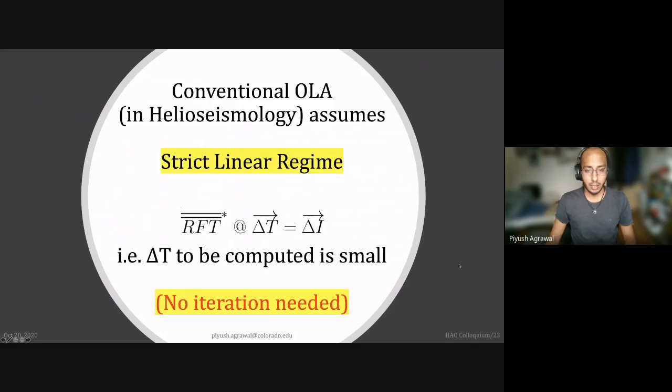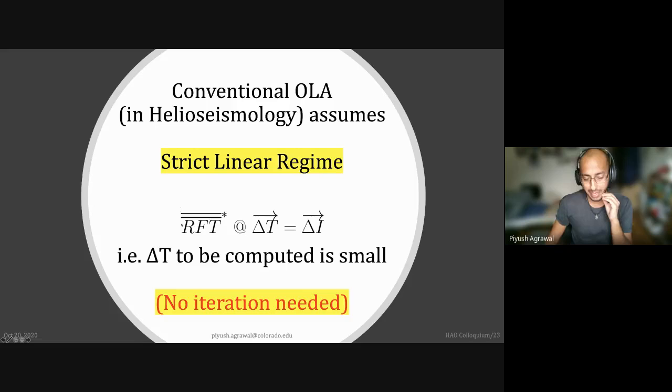Okay, I'm going to talk a little bit about how this is done in the conventional OLA method. Conventional OLA in helioseismology basically assumes a strict linear regime.